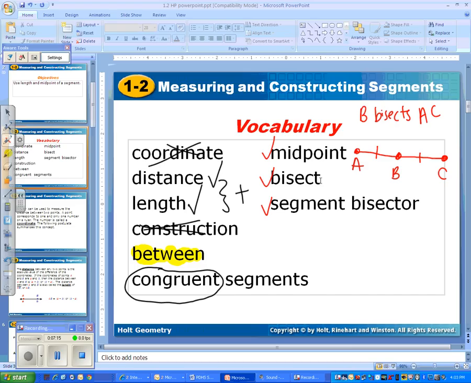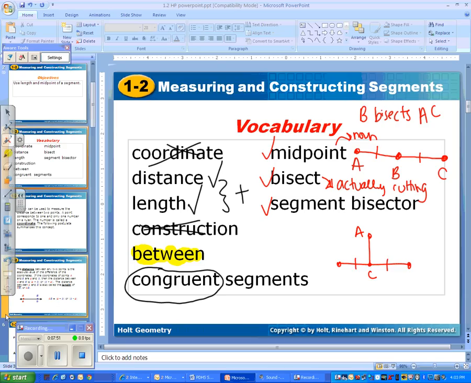To bisect, it's like a verb. That's the thing that's actually doing the cutting. So it's a verb, whereas midpoint is a noun. So B is the midpoint of AC. So these are really just saying the same thing. And a segment bisector is a segment that bisects something else. So segment, like we talked about, this part, AC, would be a segment. And if I went like this, that would mean that this segment AC is bisecting something else.